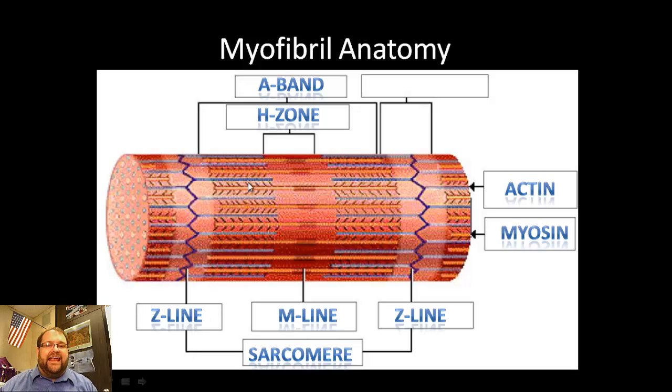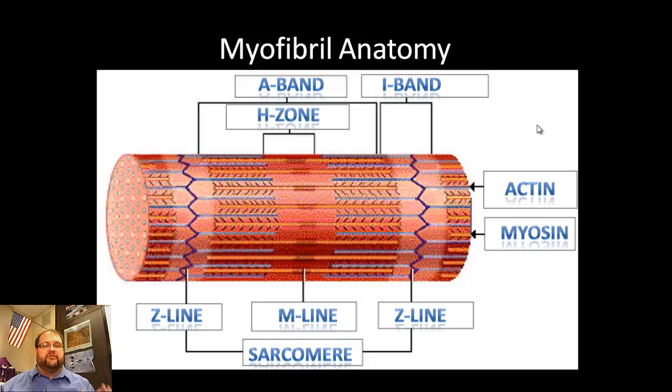Then there's also the H zone. This H zone in the middle is this area where there's no actin, where it's just myosin in a relaxed muscle cell, or in a relaxed myofibril. And then the last one over here is this area around the Z lines where there is no myosin, so the myosin does not go into this area, and it's called the I band. It's just actin. So those are the parts.